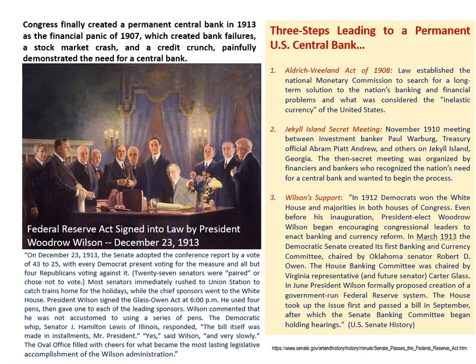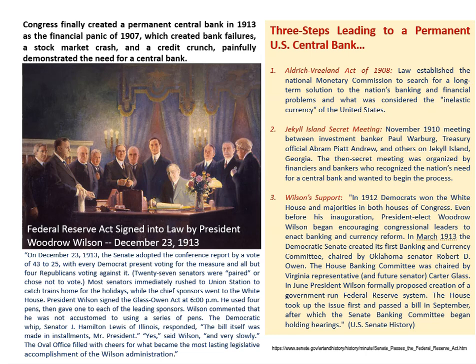The U.S. Senate historian observed, quote, "Even before his inauguration, President-elect Woodrow Wilson began encouraging congressional leaders to enact banking and currency reform. In March 1913, the Democratic Senate created its first Banking and Currency Committee, chaired by Oklahoma Senator Robert D. Owen. The House Banking Committee was chaired by Virginia Representative, and future Senator, Carter Glass. In June, President Wilson formally proposed creation of a government-run Federal Reserve System.